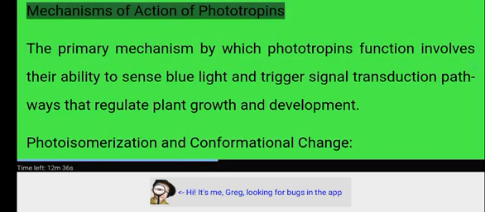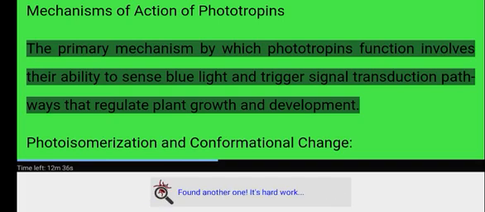Mechanisms of action of phototropins. The primary mechanism by which phototropins function involves their ability to sense blue light and trigger signal transduction pathways that regulate plant growth and development.